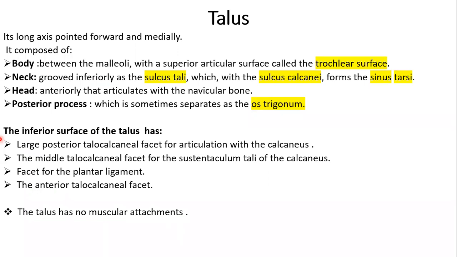Talus: its long axis is pointed forward and medially. It is composed of a body between the malleoli with a superior articular surface called the trochlear surface. The neck is grooved inferiorly as the sulcus tali, which with the sulcus calcanei forms the sinus tarsi. The head anteriorly articulates with the navicular bone. The posterior process sometimes separates as os trigonum. The inferior surface of the talus has a large posterior talocalcaneal facet for articulation with the calcaneus, a middle talocalcaneal facet for the sustentaculum tali of the calcaneus, a facet for the plantar ligament, and the anterior talocalcaneal facet. The talus has no muscular attachments.